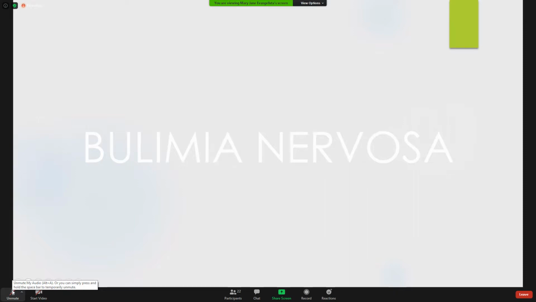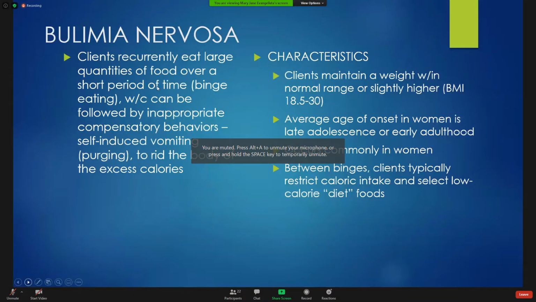The number 2 eating disorder is bulimia. Bulimia patients are thinking a lot of food. I want to eat this one, I want to eat that one, eating everything. So in a short period of time, thinking about the food. But the characteristic is the client wants to maintain a weight within the normal range. So they are eating a lot, but they want to be slim. What they will do is they will go to the bathroom and they will throw up.